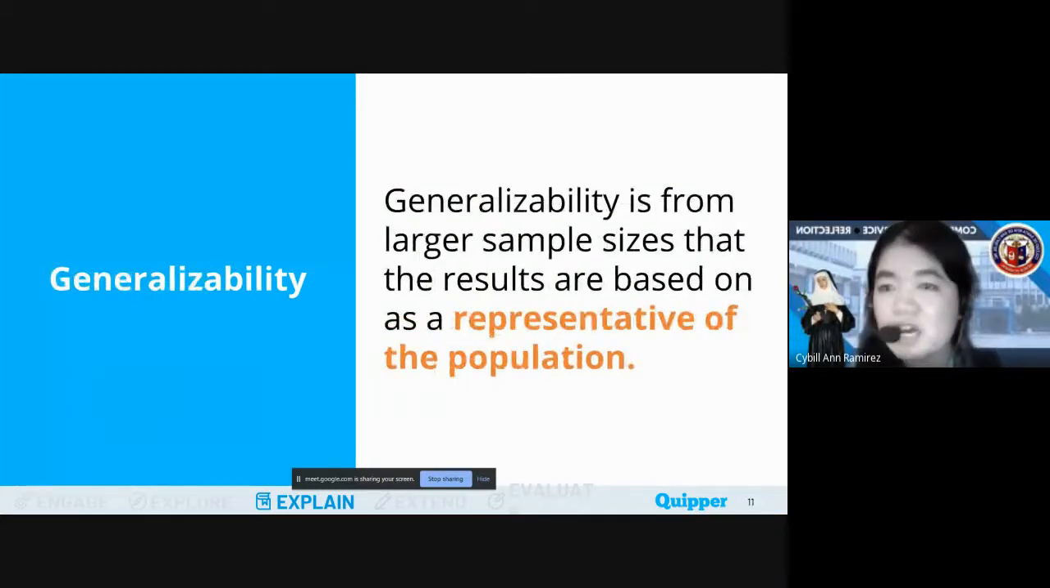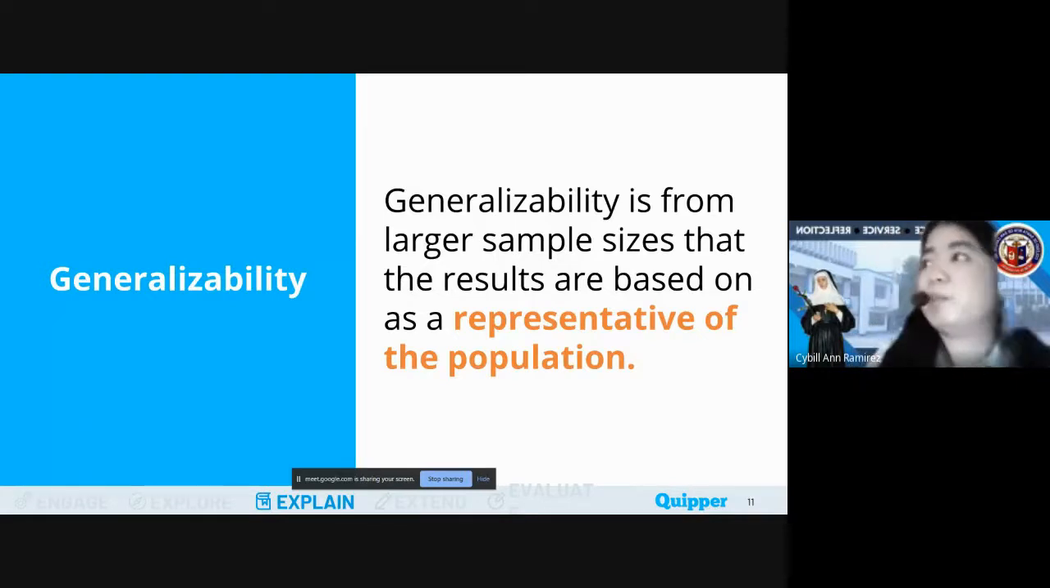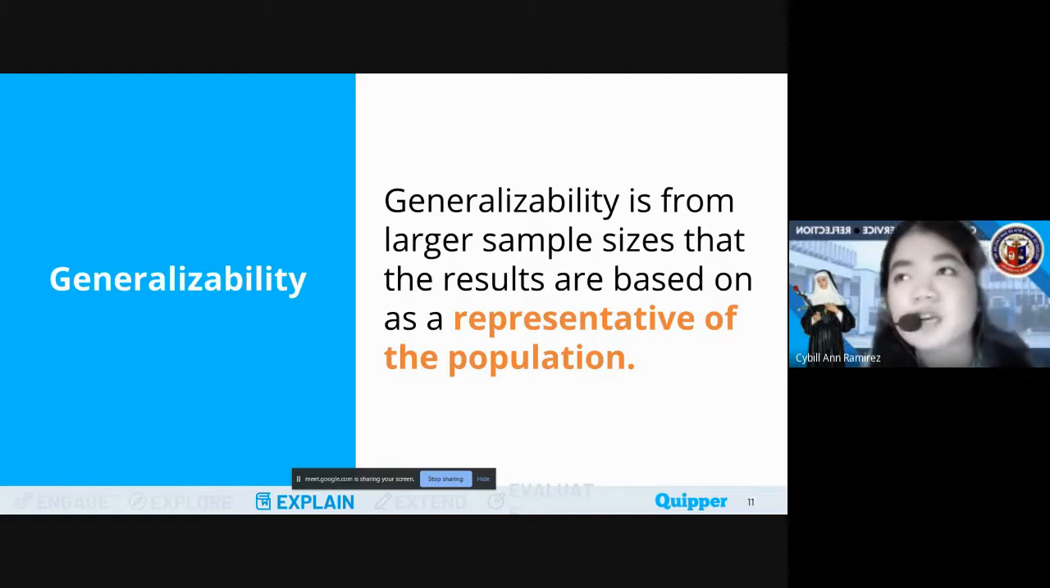Next is generalizability. Wow, that's mouthful. It's from a larger sample size that the results are based on as a representative of the population. I'll give an example of generalizability. So for example, my study is kung mga respondents ang tanan residents sa barangay 1. Example rin niya. For example, ang population sa barangay 1 is 3,000.